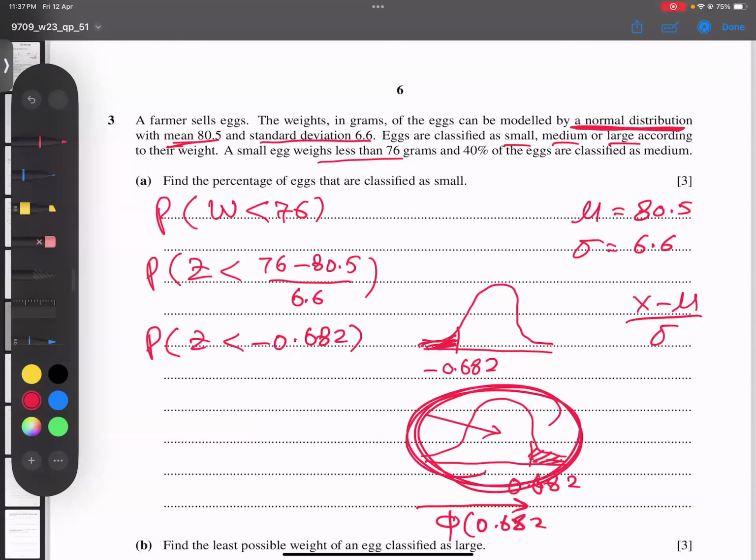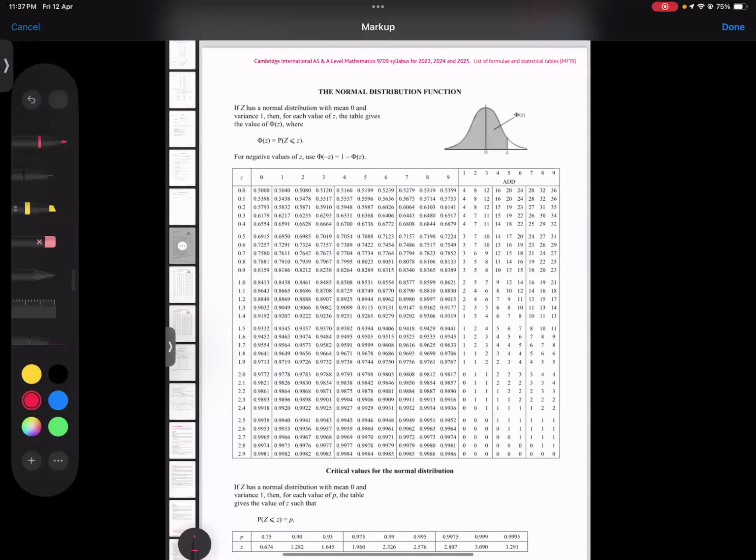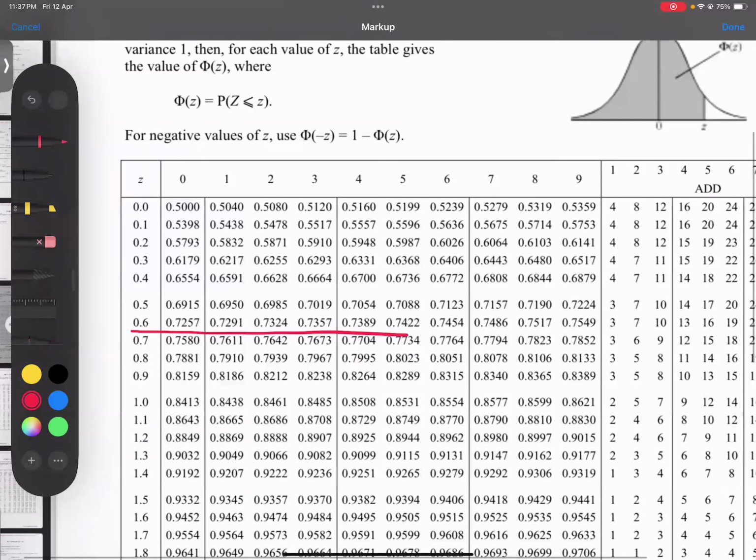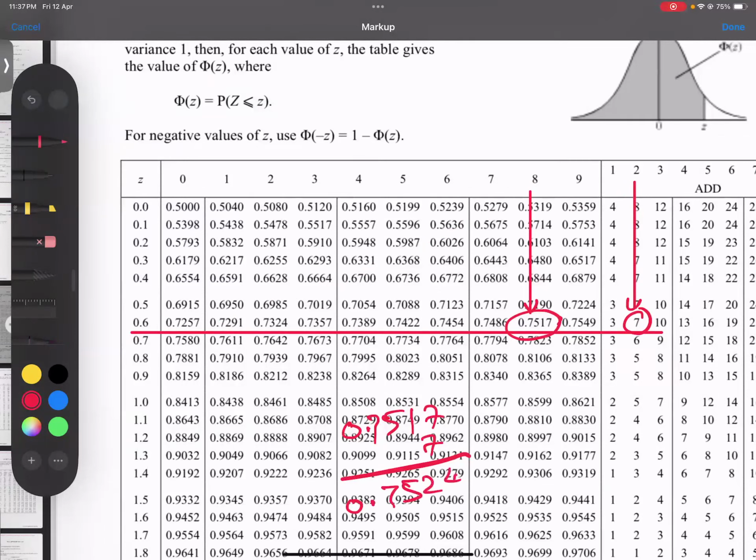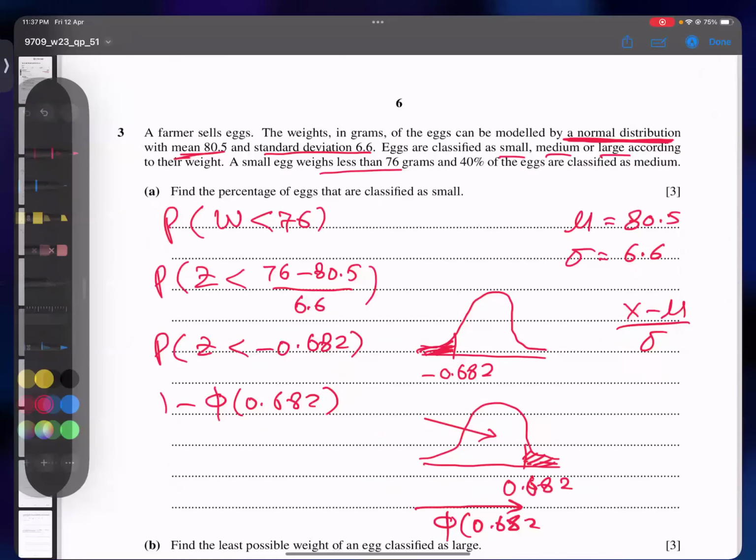And the full area under the bell is 1. It means 1 minus phi of 0.682. And 0.682, if I show you, 0.6 comes from 82. You look here, 0.68 and 2. So this number from here, because 0.68 and 2. And this number, if you check it here, this is 7. If I add 0.57517 and 7, it becomes 0.7524. So 0.7524. Let's go back.